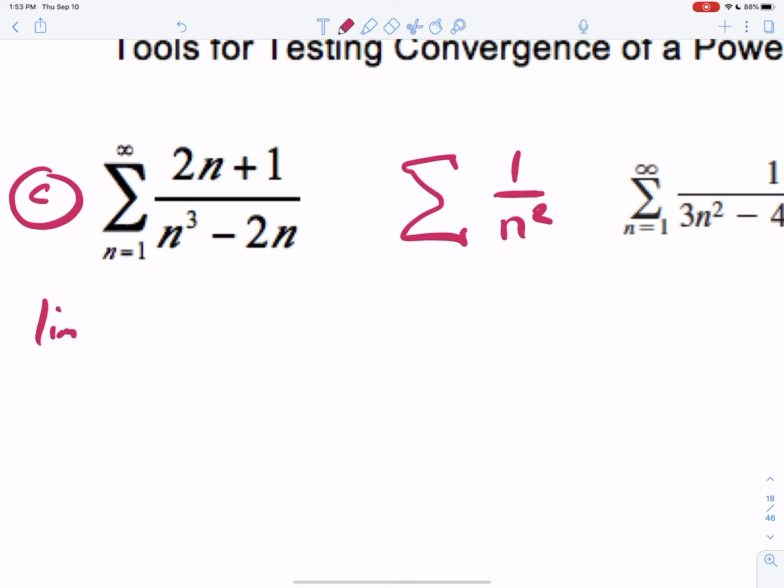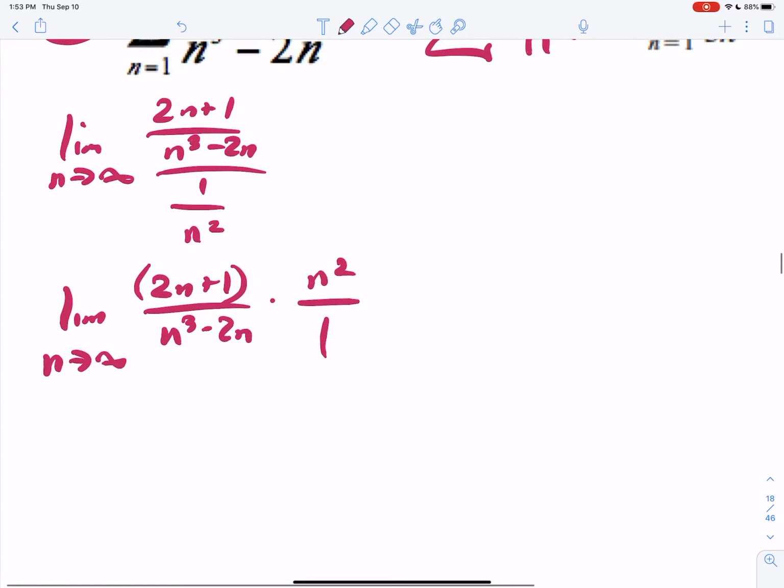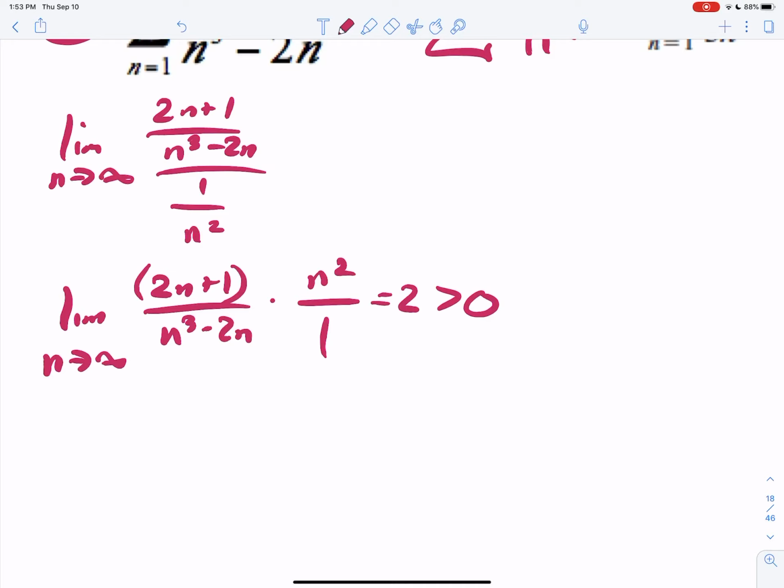So here we go. The limit as n goes to infinity of whatever over the other one. Again, it doesn't matter which one's on top, which one's on the bottom. Okay. Multiply by the reciprocal. Okay, if I study this without having to multiply it out, the largest thing that I'm going to get on top is a 2n cubed. And the largest term I'm going to get at the bottom is an n cubed. I notice they're traveling at the same speed, so I look at their coefficients. So the coefficients are going to come out to 2. But more importantly, it's positive, which implies that both series will behave the same. Okay?